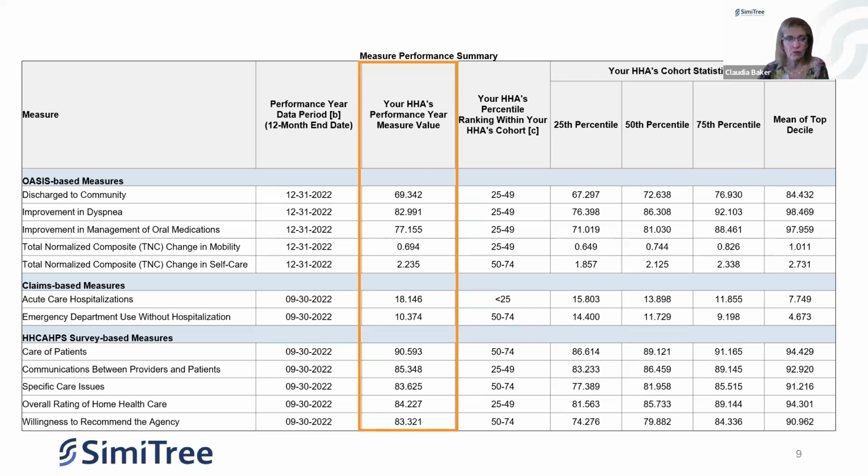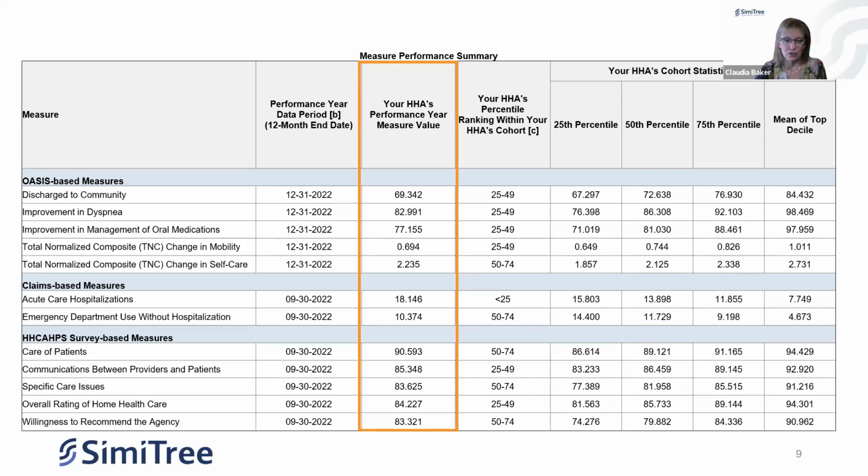So the same thing with the emergency department use. This agency scored at a 10.34. They fell in that rank, in that measure, at 50 to 74, which put them in the 50th percentile there. Okay, so I hope all of that makes sense. So that's how you read these PIPR reports. I was going to say PIPR reports, but that's a whole other thing to look at.